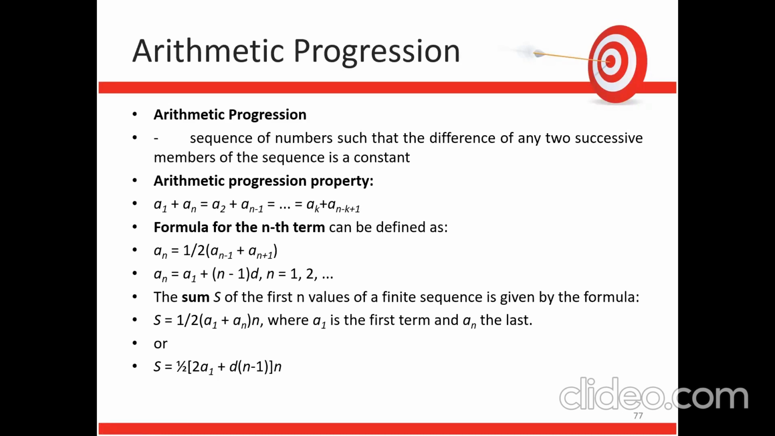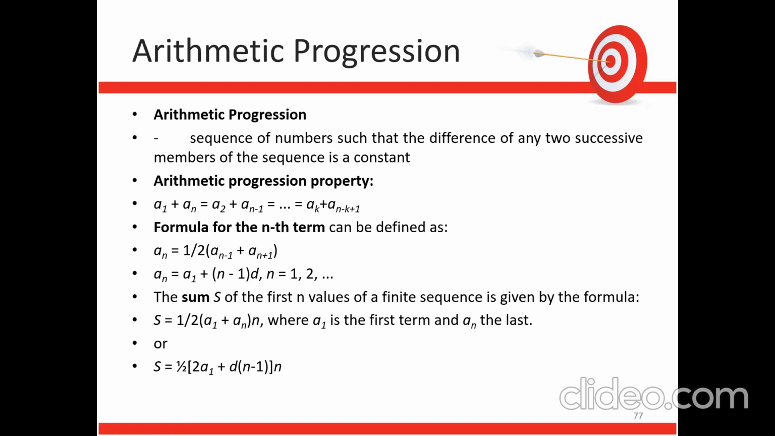Okay, arithmetic progression. An arithmetic progression is a sequence of numbers such that the difference between any two consecutive members of the sequence is constant. The arithmetic progression property is a sub 1 plus a sub n is equal to a sub 2 plus a sub n minus 1 is equal to, and so on, a sub k plus a sub n minus k plus 1.